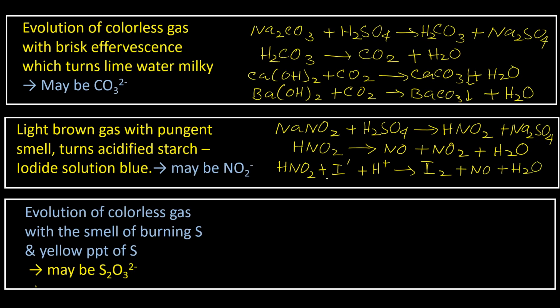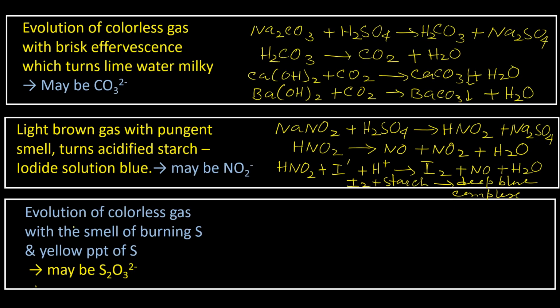So here this nitrous acid will oxidize iodide to iodine. And iodine, we know, with starch forms a deep blue colored complex. That's why we have taken starch iodide solution. So a deep blue complex will be formed, right? Then it is nitrite.